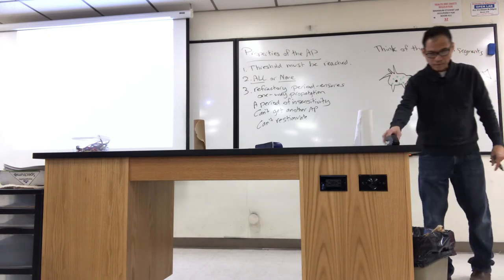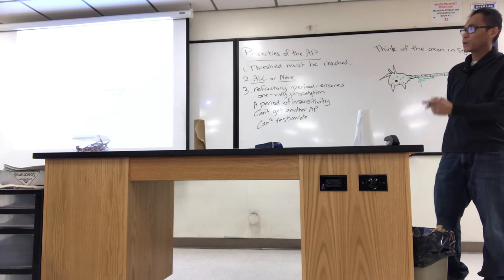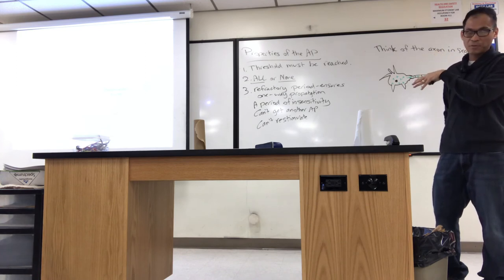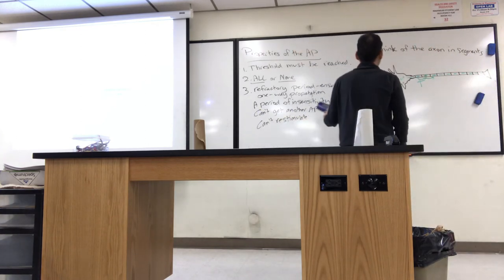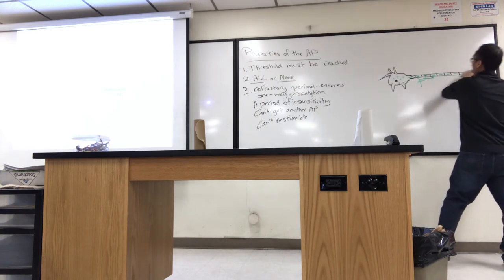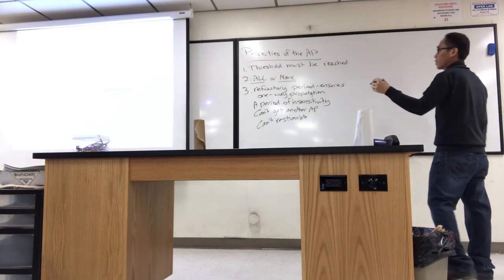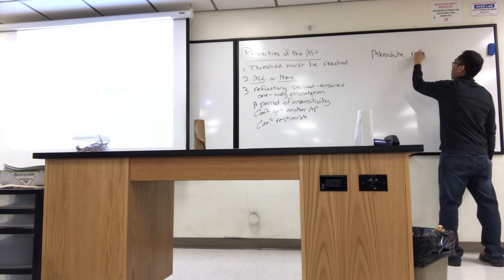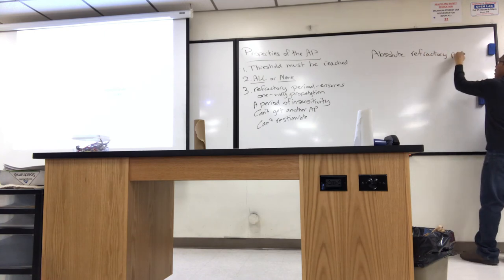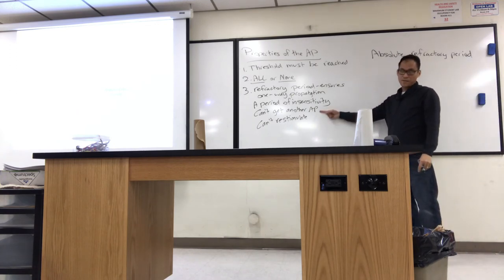Okay, let's look at the next slide here. There's relative and absolute refractory period. See the green shade? They call that absolute refractory period. The dark blue shade is relative refractory period. So let's know the difference between those two. This is what I said before. Can't get another AP.